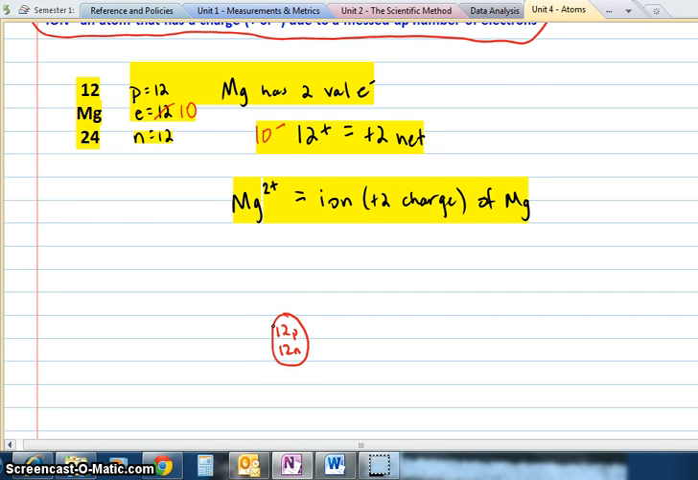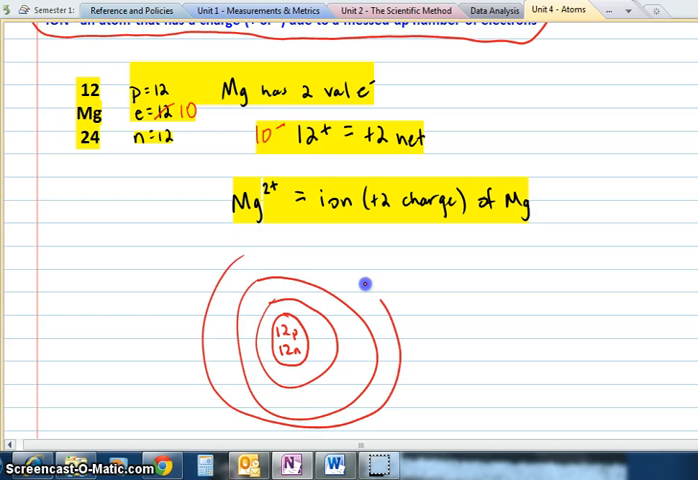Magnesium is, I believe, in the third row of the periodic table, so it's going to have 3 shells or orbitals. I'm going to put in its normal 12 electrons. 3, 4, 5, 6, 7, 8, 9, 10, and then 11, 12.